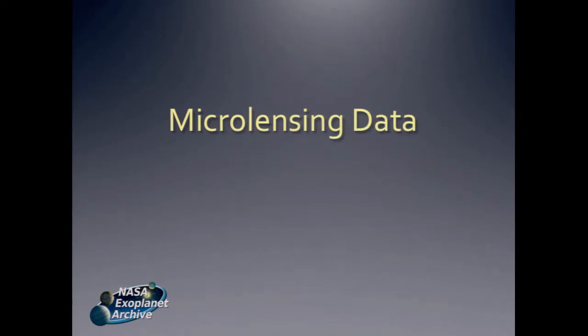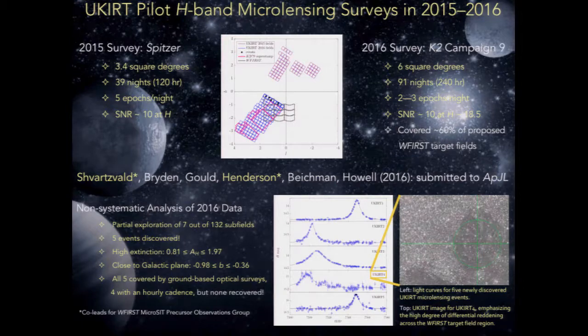And I'm going to end this by mentioning another data set that we've alluded to in various talks throughout the workshop so far, and that's the UKIRT survey. I'm throwing up a Gilligan's Island recap of everything that we know about the UKIRT survey from 2015 and 2016. It was conducted in 2015 to support a Spitzer microlensing survey campaign, and in 2016 primarily to help with K2's Campaign 9. The most important thing to take away from here is the spatial coverage plot. This is where the 2015 survey was looking.